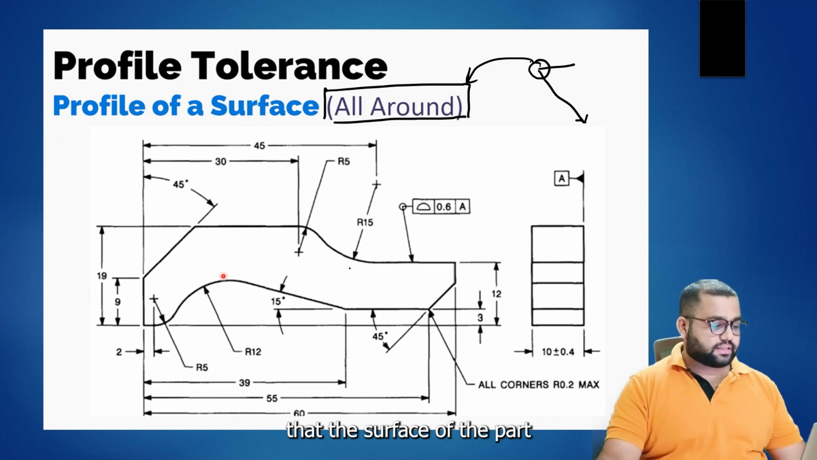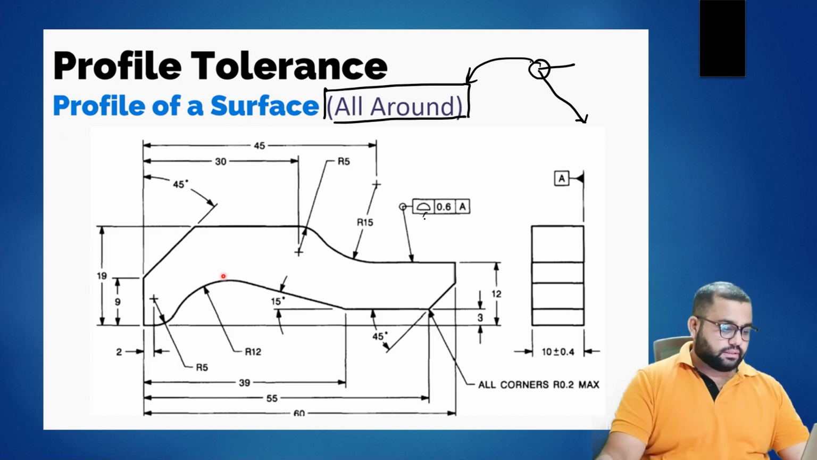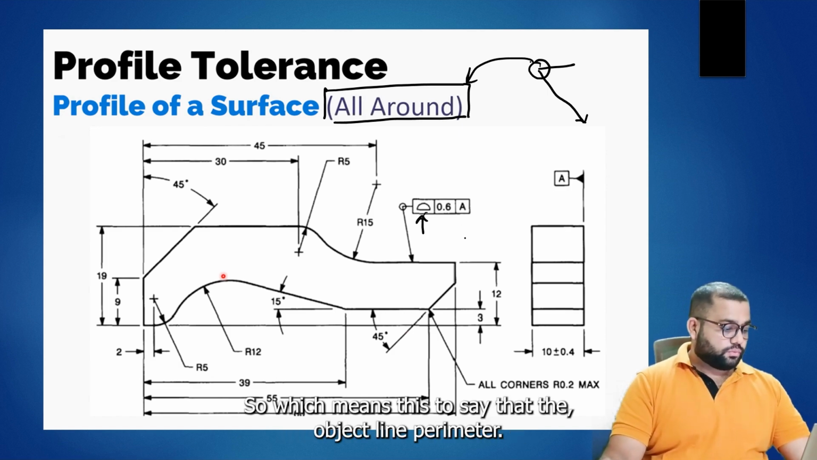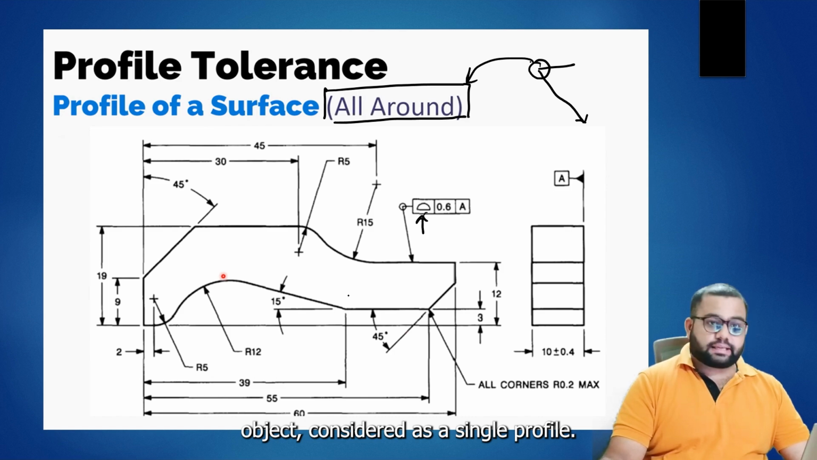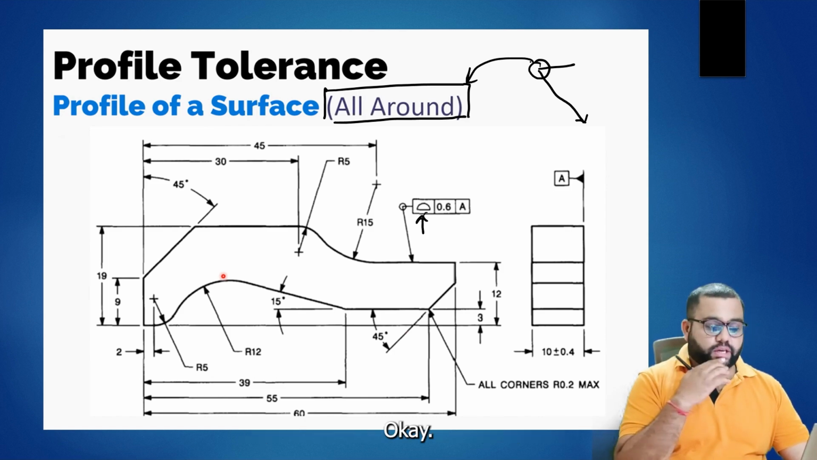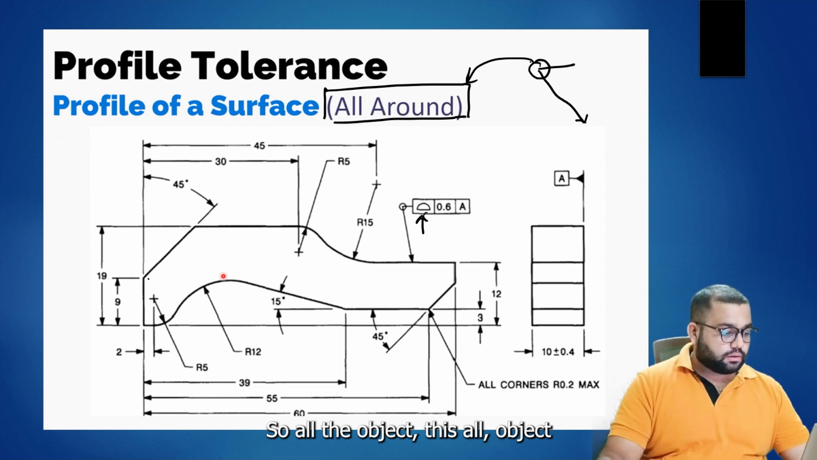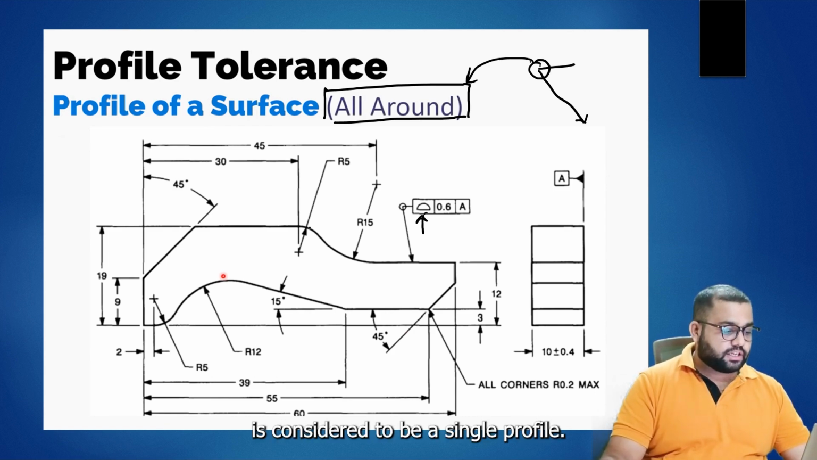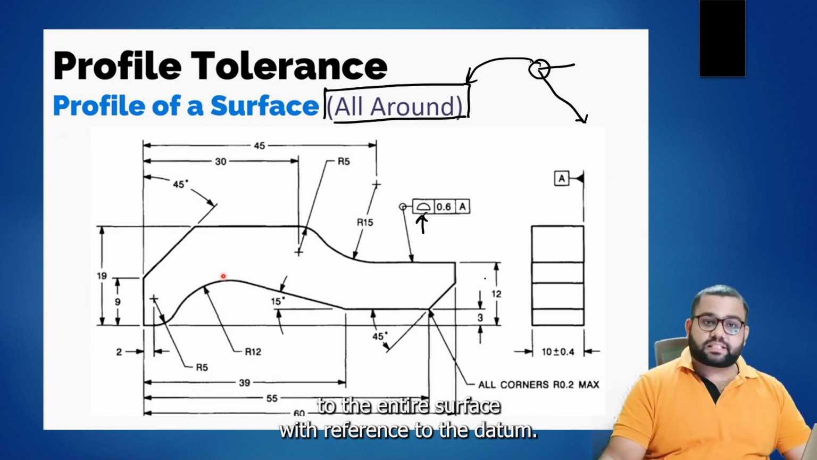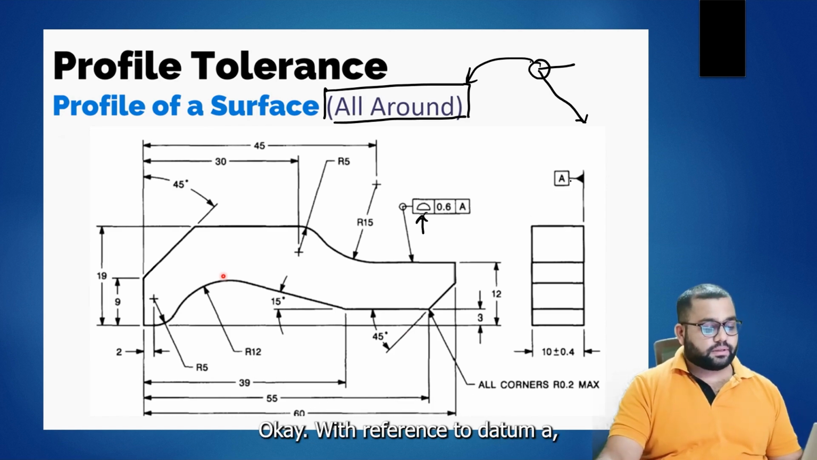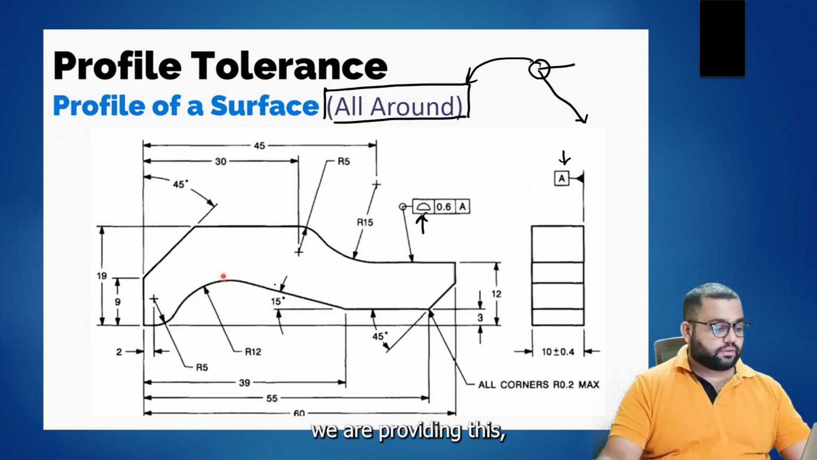is that the surface of the part, in this case the profile of a surface, applies to the object line perimeter. The entire object is considered as a single profile. All of this object is considered to be a single profile. The profile of a surface is applied to the entire surface with reference to datum A.